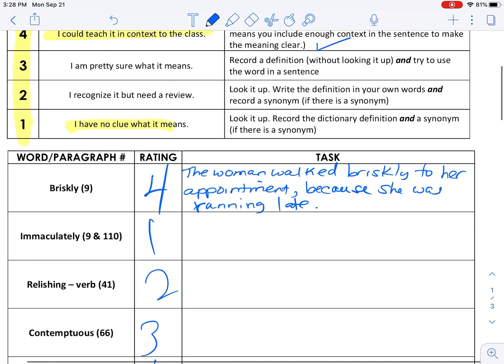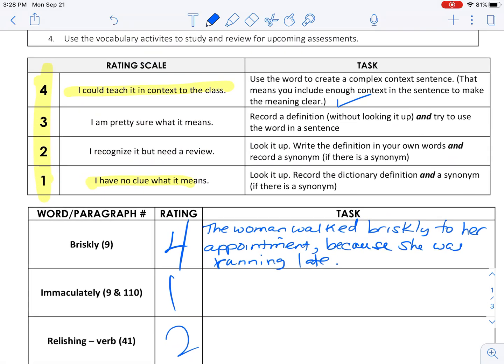And a 2, right? And so I would determine what I need to do. So if it's a 1, I need to look up the dictionary definition and find a synonym. So immaculate means perfectly, cleanly. Right? So something that's just perfect, immaculate, perfectly clean, spotless. Or spotlessly because it's an adverb.